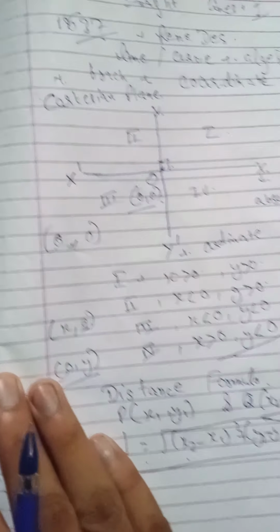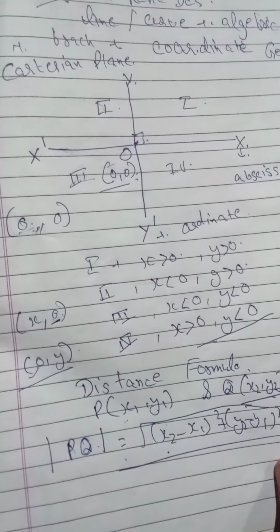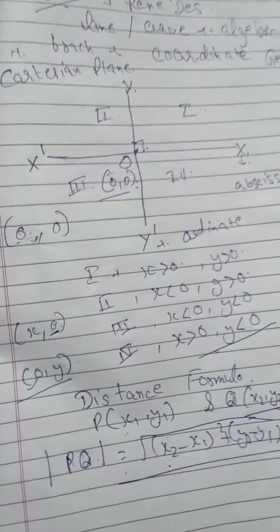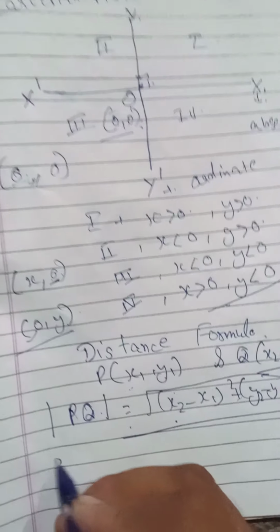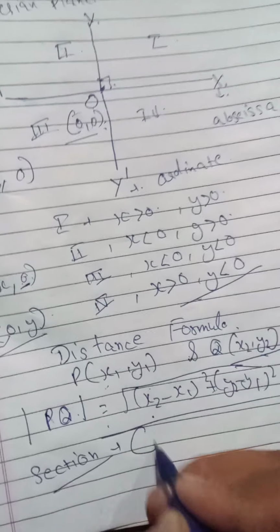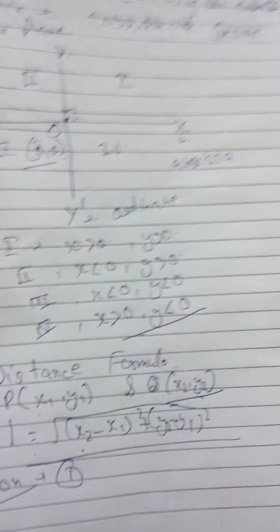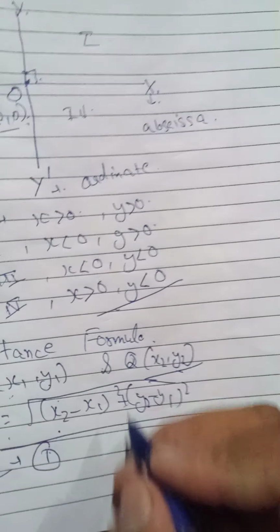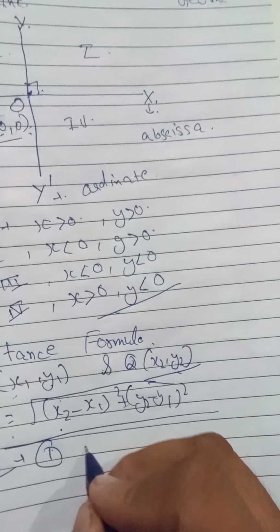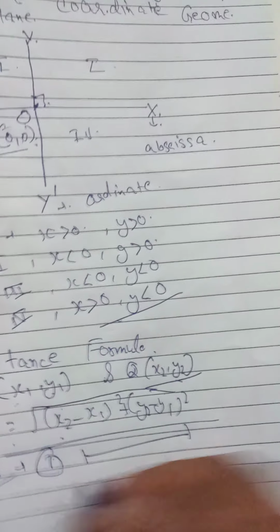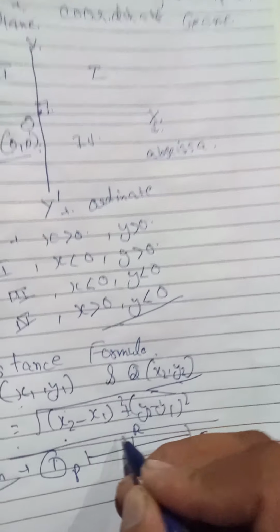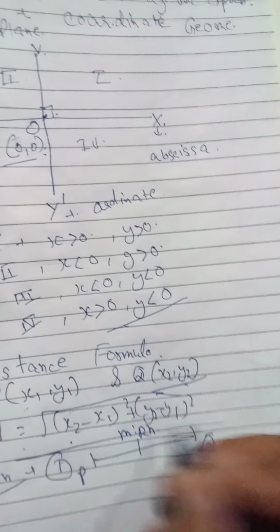After this, we have the section formula. The section formula is very important, and it has two results. The first is when a point divides a line internally. Let P and Q be two points which are divided by R in the ratio m:n.